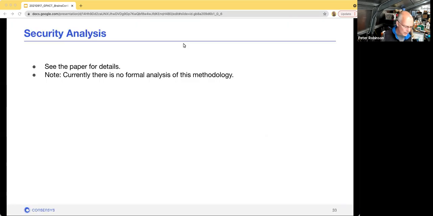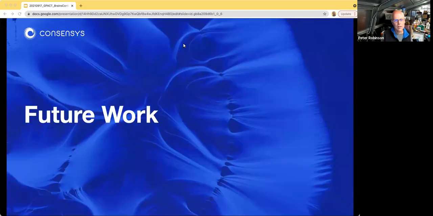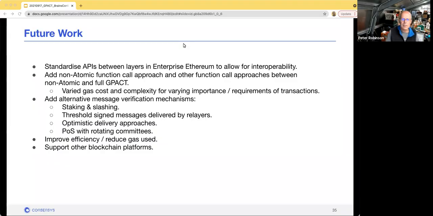We did a security analysis in the paper. We're actually starting to work on a formal analysis. It hasn't been completed yet, but it's in progress. Future work: the layers in that protocol stack are being standardized within the Enterprise Ethereum Alliance. If you're interested in being part of that standardization work, I encourage you to reach out to me or other members of the Crosschain Interoperability Working Group.